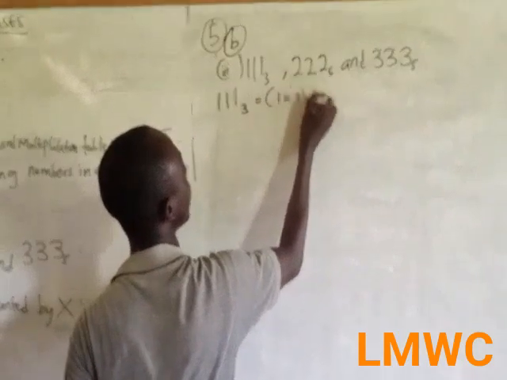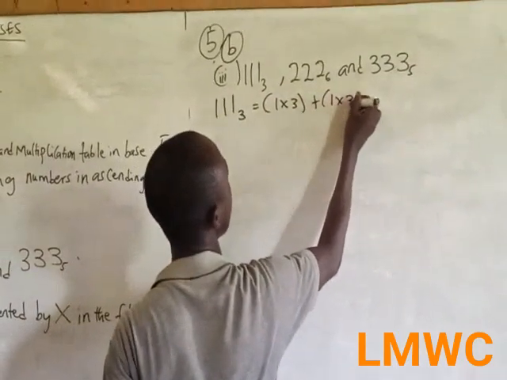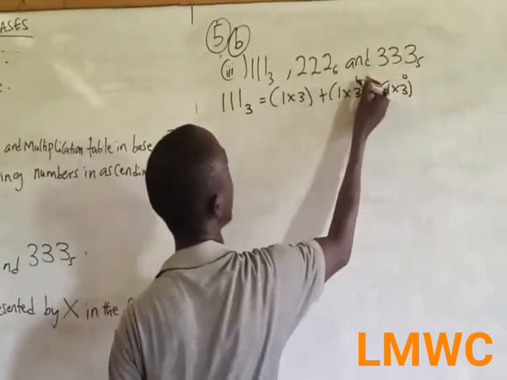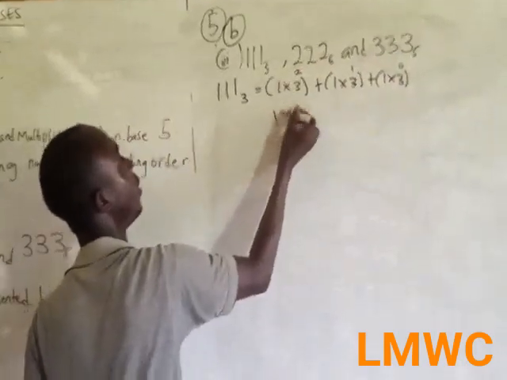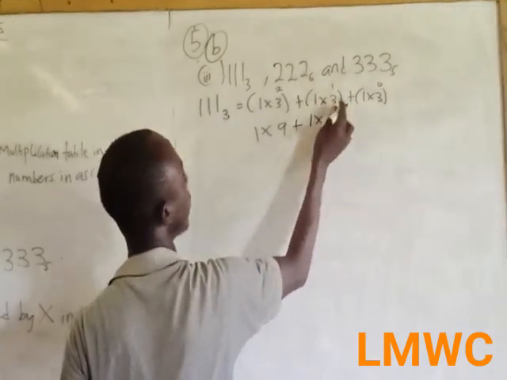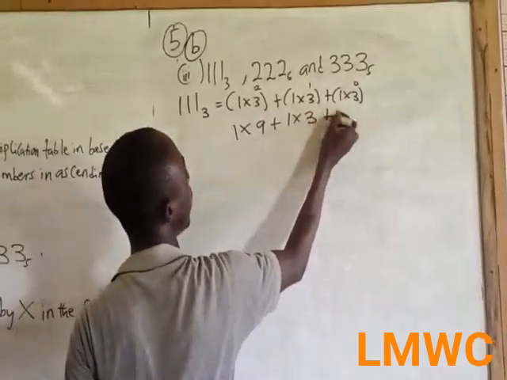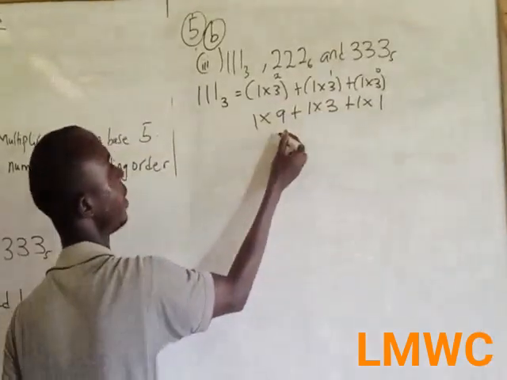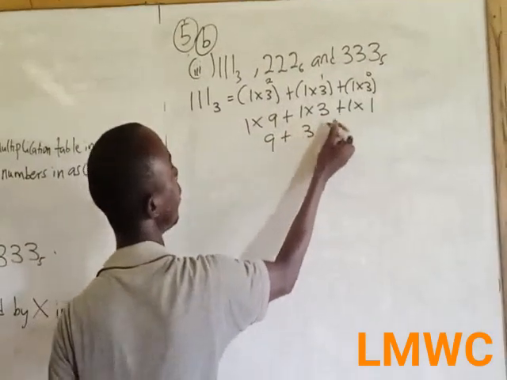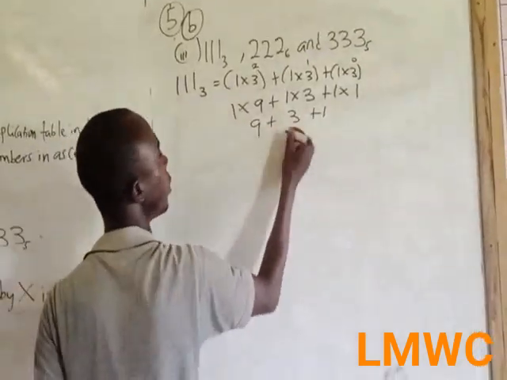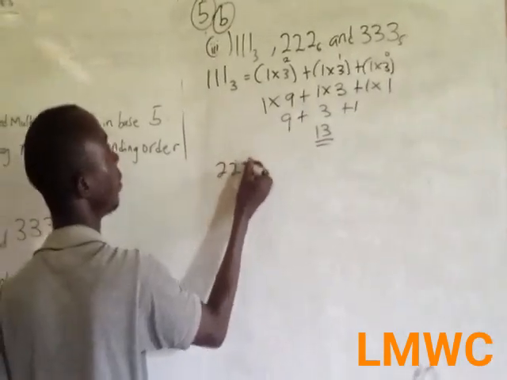1 times 3 plus 1 times 3 plus 1 times 3, with powers 0, 1, 2. 1 times 3 raised to the power 2 is 9, plus 1 times 3 raised to the power 1 is 3, plus 1 times 3 raised to the power 0 is 1. 1 times 9 is 9, plus 3 is 12, plus 1 is 13. So let's change the second one.